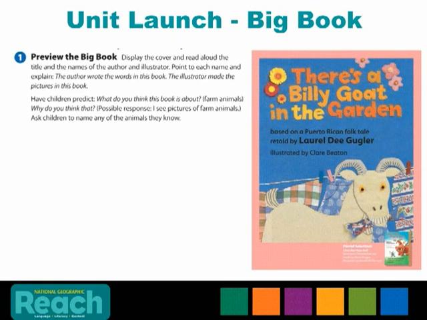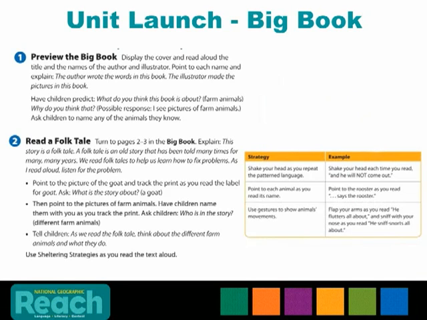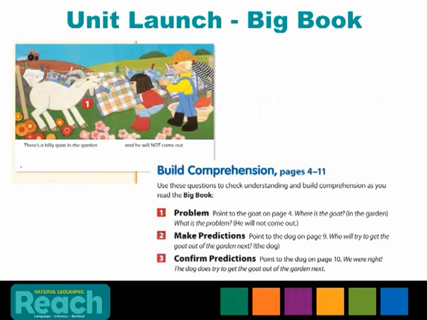Begin by previewing the book and predicting what the book will be about. Then, as you read the main selection aloud, use the sheltering strategies to provide additional support for your students. During the read aloud, you will also help build students' comprehension using the Build Comprehension questions in the bottom of the teacher wrap.